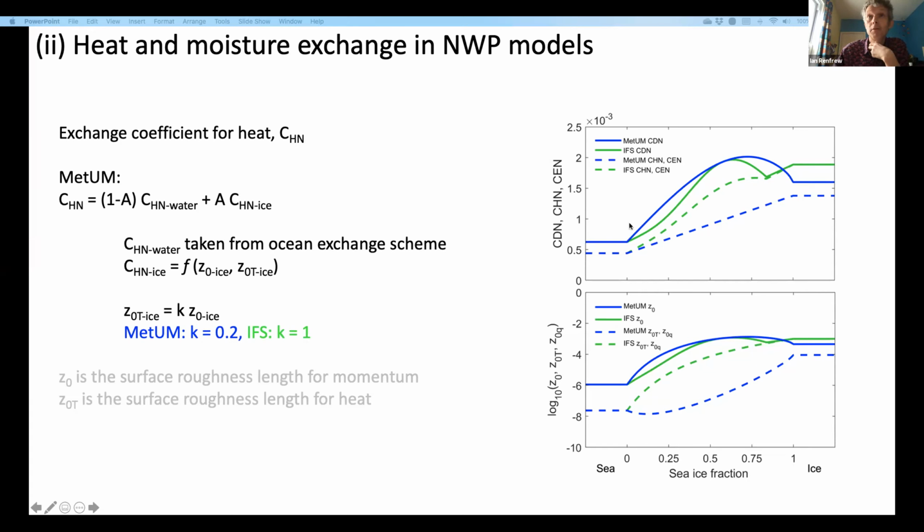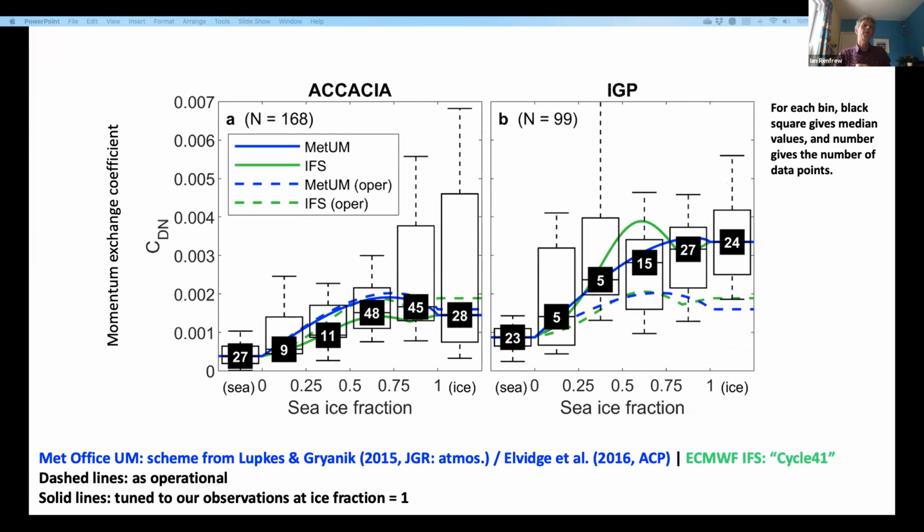If you look at these graphs on the right, here are the CDN in solid, and the exchange coefficients for heat and moisture are the dashed lines, green for ECMWF and blue for the Met Office. So you can see it's quite a simple thing. Now, the question is, how does that compare to observations? Well, first of all, we have to look at some observations of drag. These observations on the left here are from the field campaign that we've just been showing you some data from.